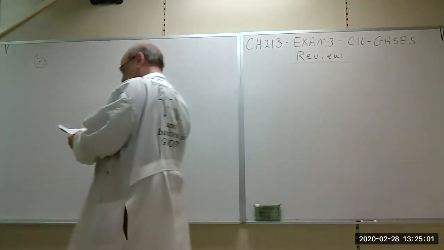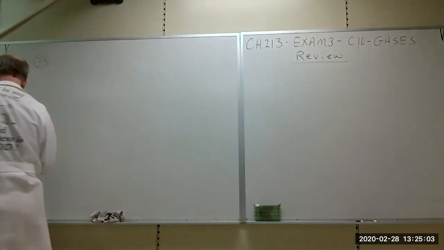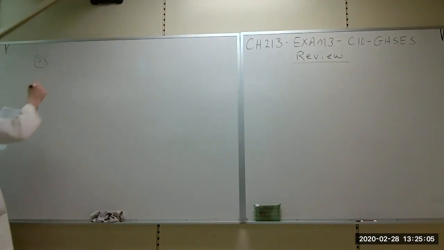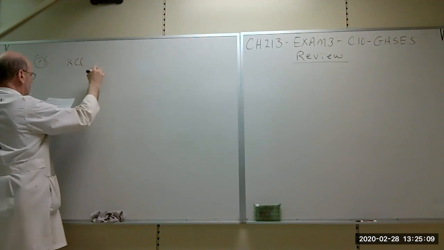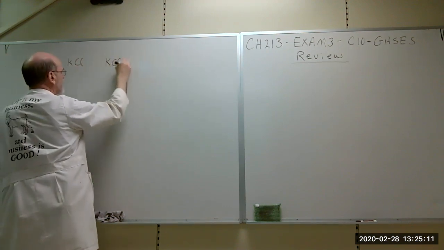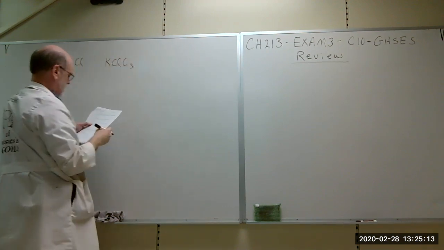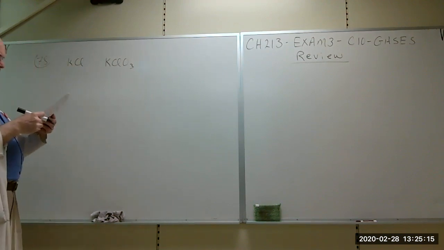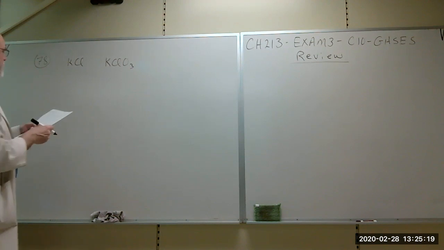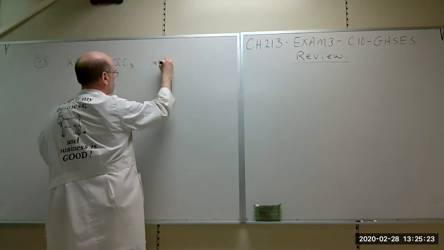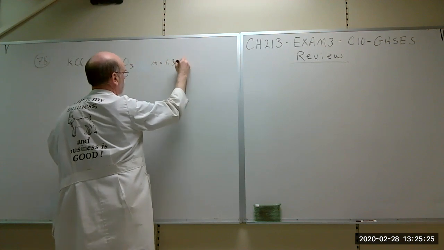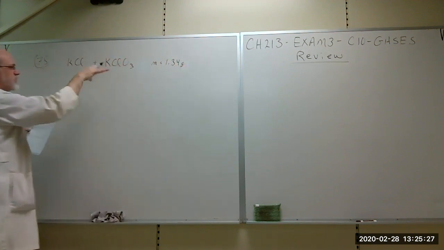Okay, so what are we given? A mixture of KCl and KClO3 weighing 1.34 grams. So both together, the mass is equal to 1.34 grams. Those two together.